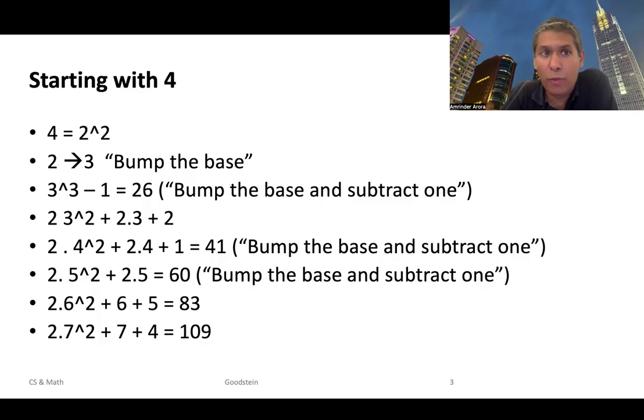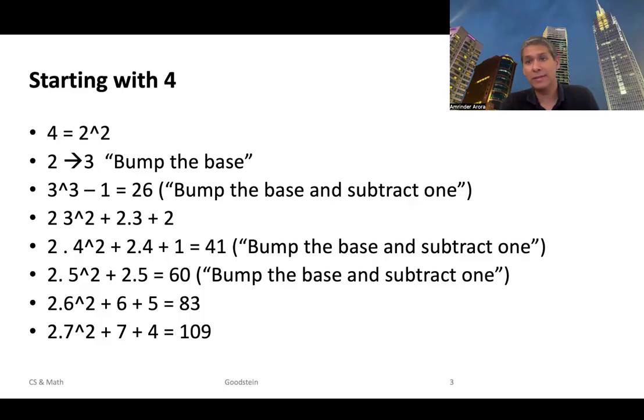So let's start with the number 4. We'll write 4 in base 2 notation, so 4 is equal to 2 to the power 2. Great. Now we simply bump the base. Wherever we see a 2, we replace it with 3, and then we subtract 1. So 2 to the power 2 becomes 3 to the power 3 minus 1, which is 26. But now we'll write 26 in base 3 notation, without using the subtraction symbol, since that's not the notation. So 26 is 2 times 3 squared plus 2 times 3 plus 2.